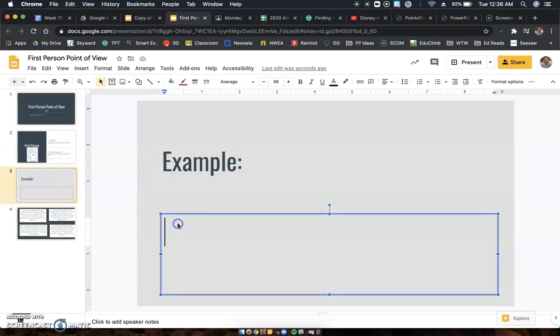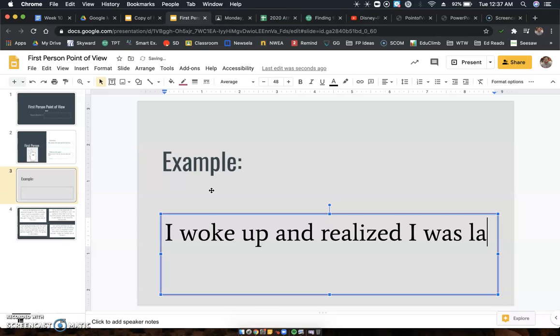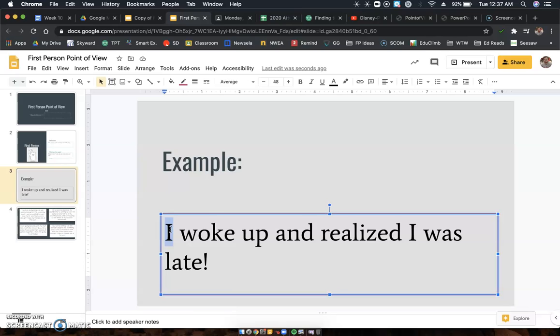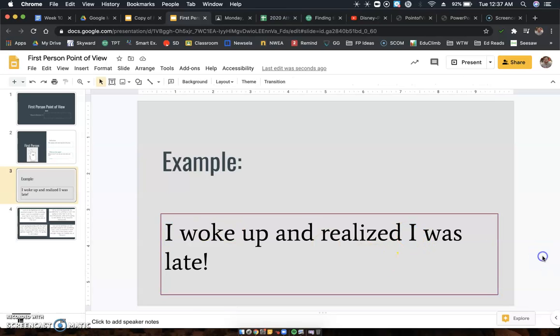Let's think of an example. A good example of first person perspective. I want you to write down this sentence too: I woke up and realized I was late. If you see the narrator, me, I am the main character in the story. It's in first person perspective because I am the narrator. I am telling you what happened in my own life. So that's the example for today.